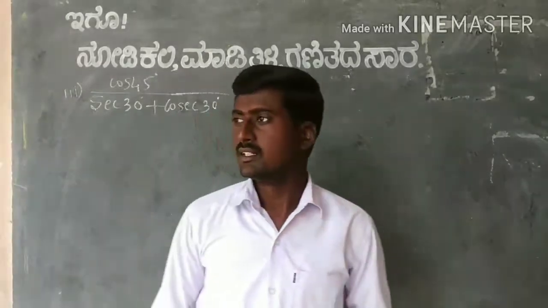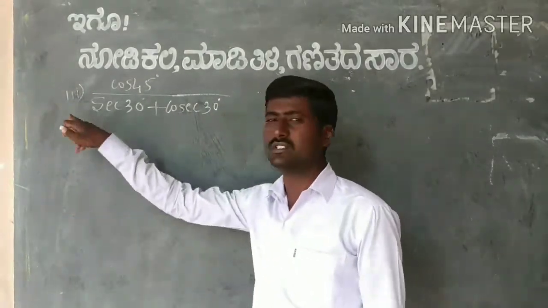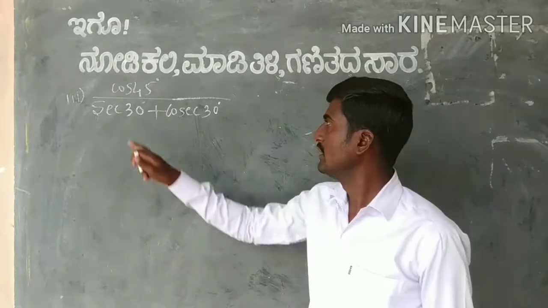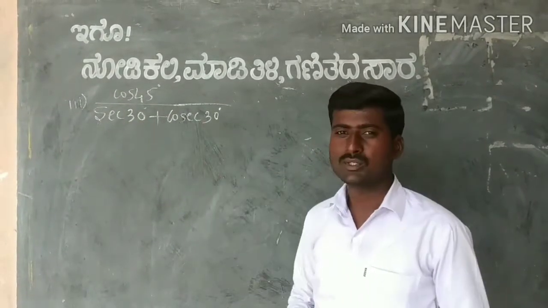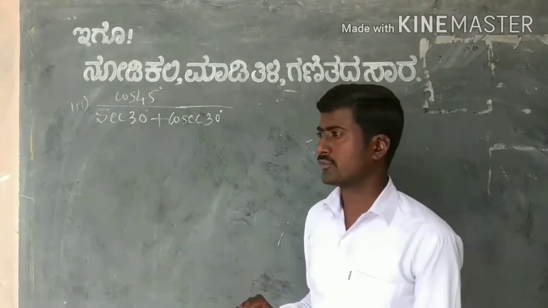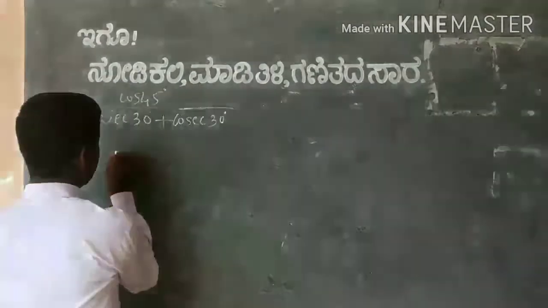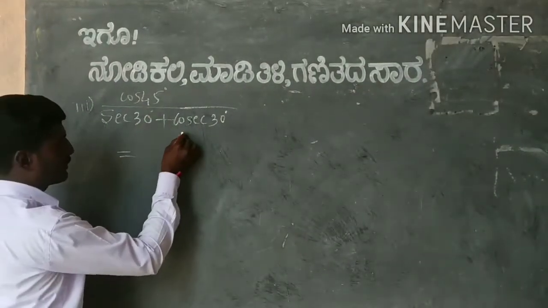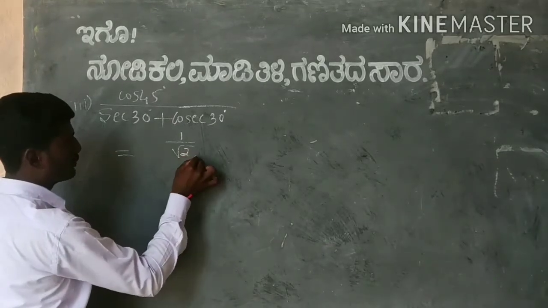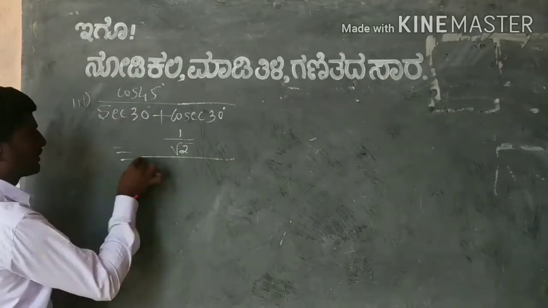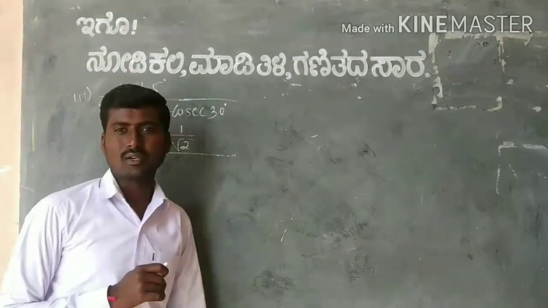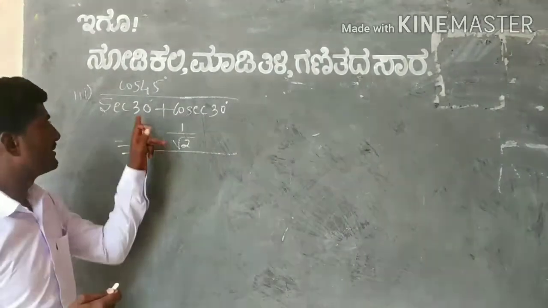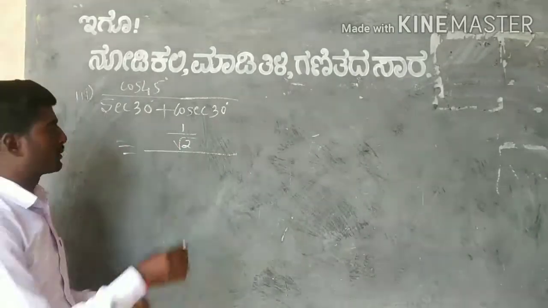Dear students, today we shall discuss the third question in the first main, that is cos 45 degree divided by sec 30 degree plus cosec 30 degree. Now cos 45 degree value we know, that is 1 divided by root 2, whole divided by sec 30. Sec 30 means 1 divided by cos 30. Cos 30 value is root 3 by 2. Then sec 30 will be 2 divided by root 3.